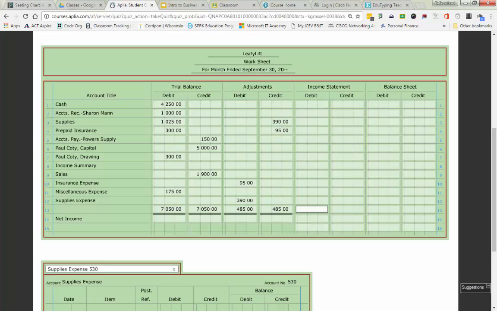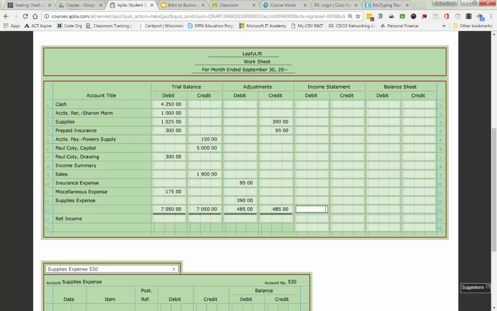So trial balance, again, purpose is debits and credits equal. Adjustments is to account for the supplies and prepaid insurance that we have used up. Now, income statement is our revenue and expense accounts. Balance sheet is our assets, liabilities, and owner's equity. Every account only has one classification.